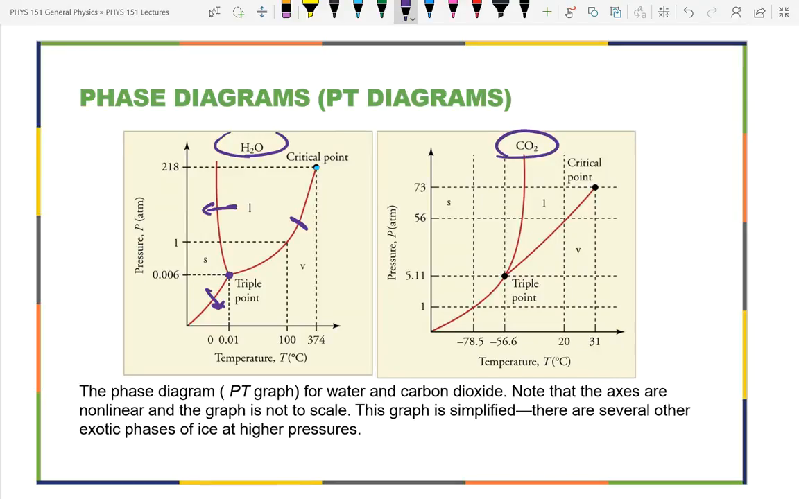Water is different from carbon dioxide in that the slope of that line between the liquid and gas phases for water is initially sloped to the left. For carbon dioxide, it's initially sloped to the right. What difference does that make? Well, let's say we have ice at 5 degrees Celsius. Not 5 degrees, minus 5 degrees Celsius. We have ice at minus 5 degrees Celsius.